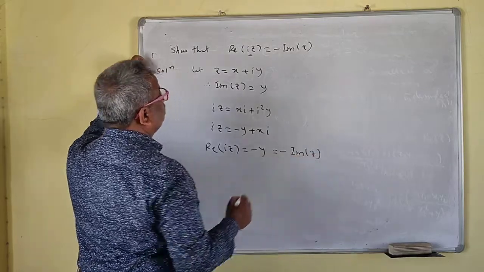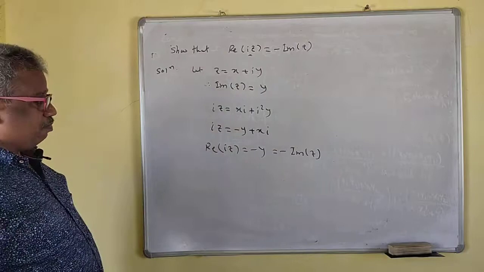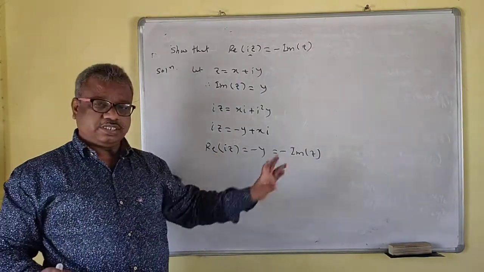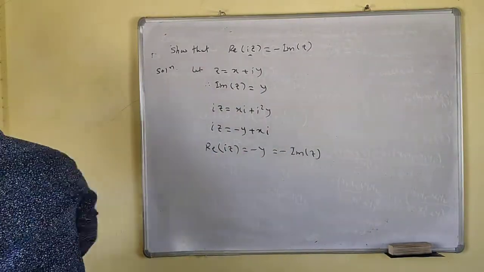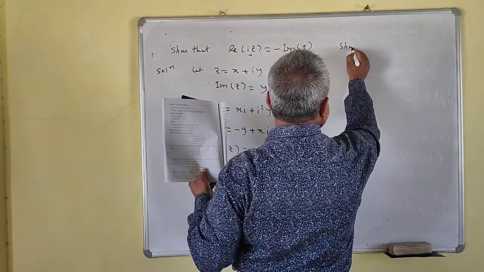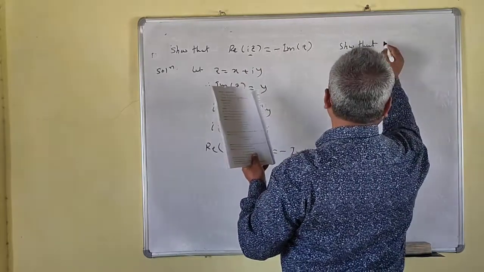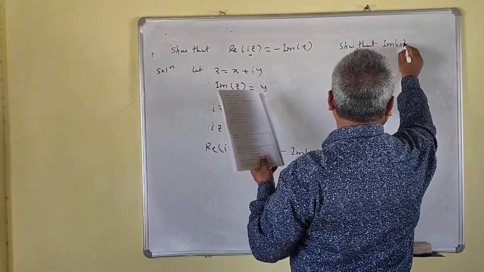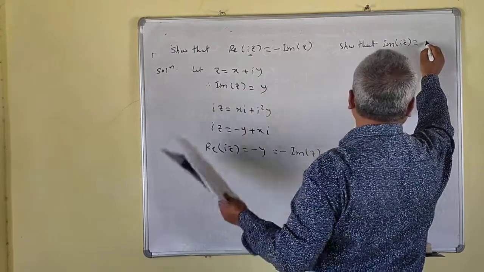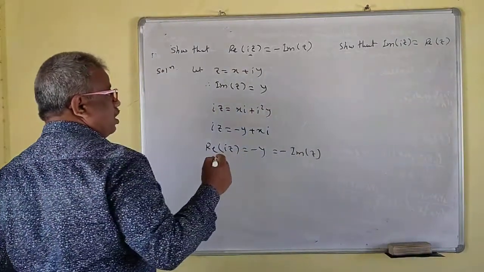Imaginary part of Z. Okay. So we have proved that the real part of iZ is the same as minus the imaginary part of Z. Okay. So next problem, show that the imaginary part of iZ is equal to the real part of Z. Okay, proof.